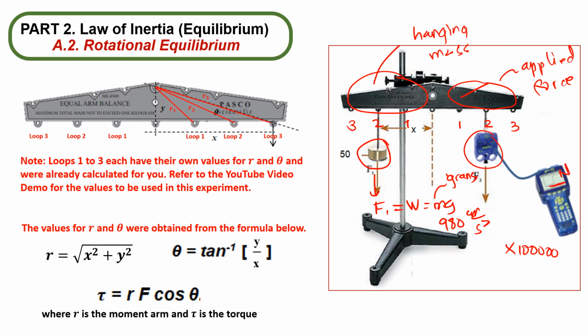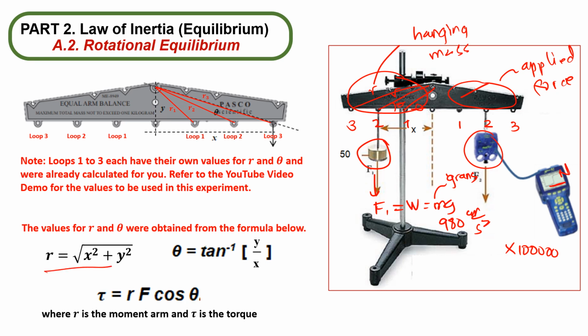Okay, so what we need to do here is to balance the equal arm, and on the left side we need to place a hanging mass, and on the other side, we need to place the force sensor. We also need to compute for the r and the angle. For loop 1, loop 2, and loop 3, there are different values for r and different values of theta. For r, this is the formula.